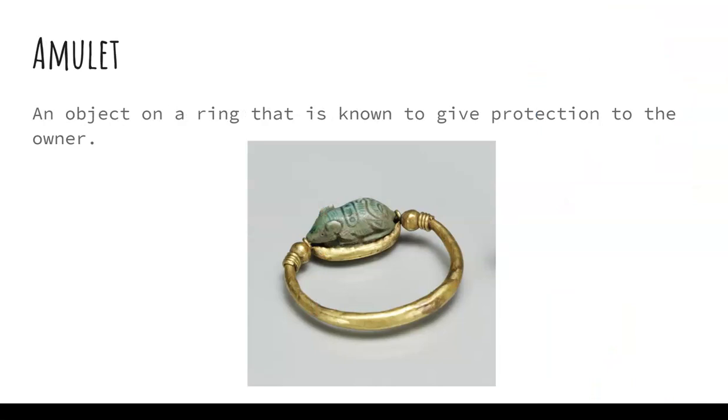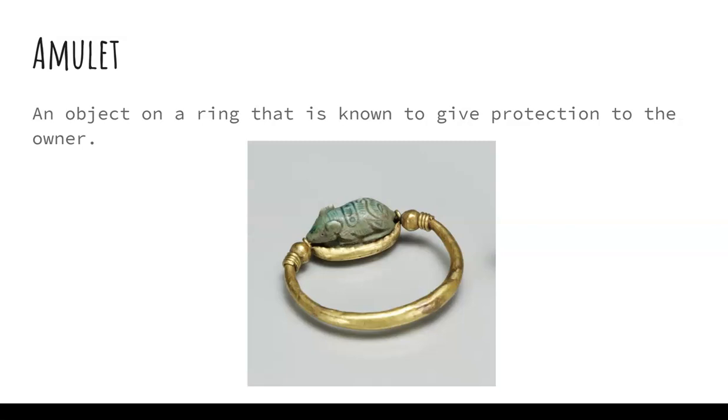Okay, and then our next term is going to be an amulet. Now, many ancient Egyptians wore amulets as a symbol or for the protection that it was known to offer the owner. And this jewelry was known to offer that protection, that it had magical powers and that it would help keep whoever owned it out of trouble.